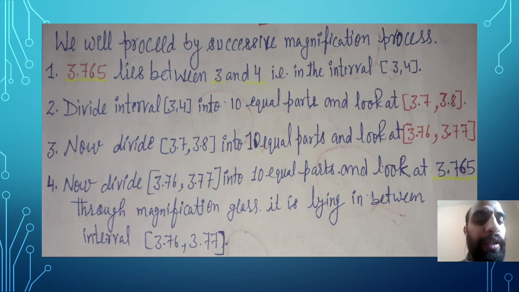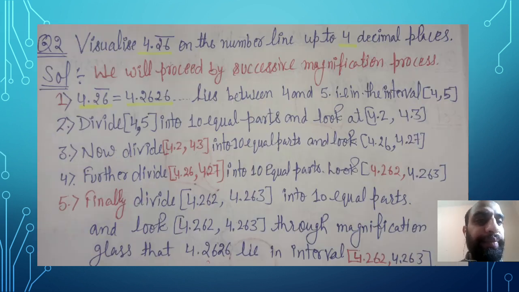Now divide 3.76 and 3.77 into 10 equal parts and look at 3.765. Through the magnification glass, it is lying in between the interval 3.76 and 3.77. In this way you can write your answer. So let's take one more question in the same category.